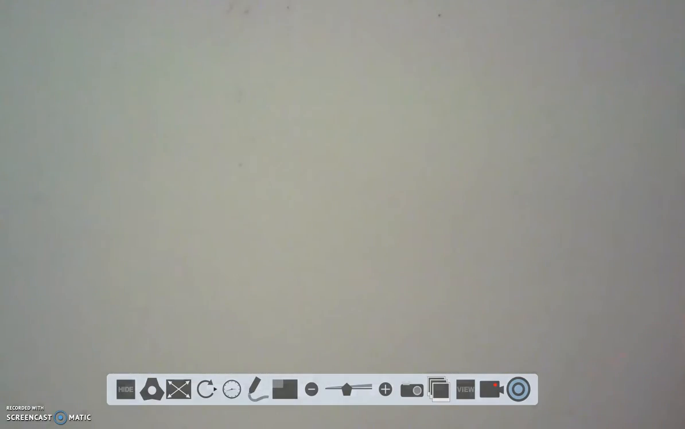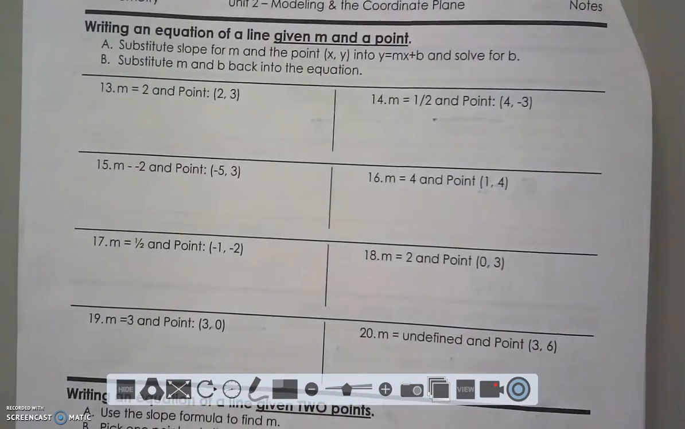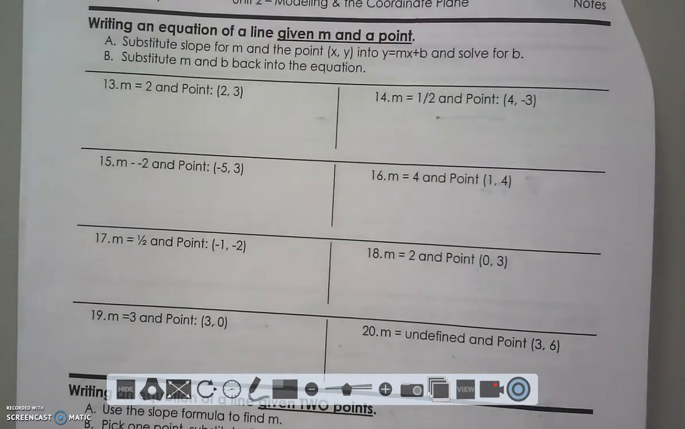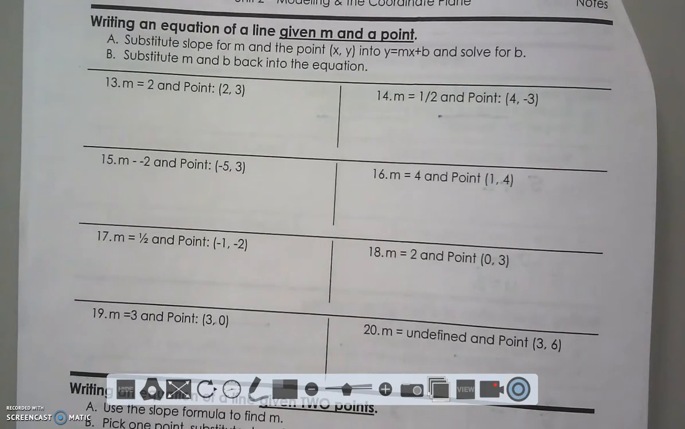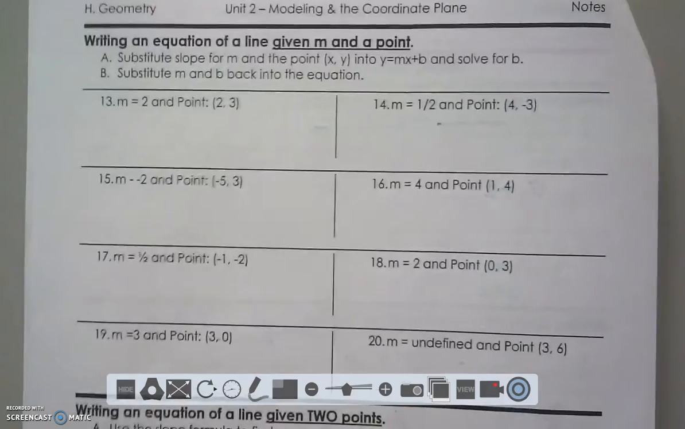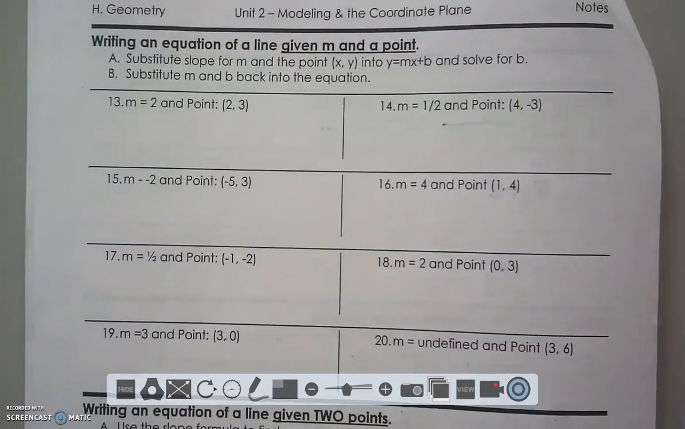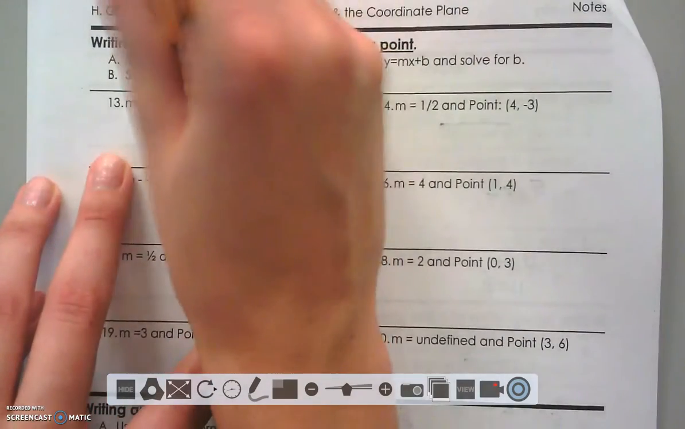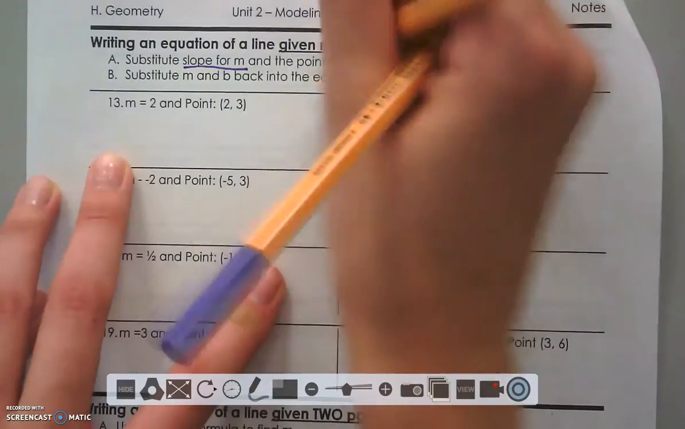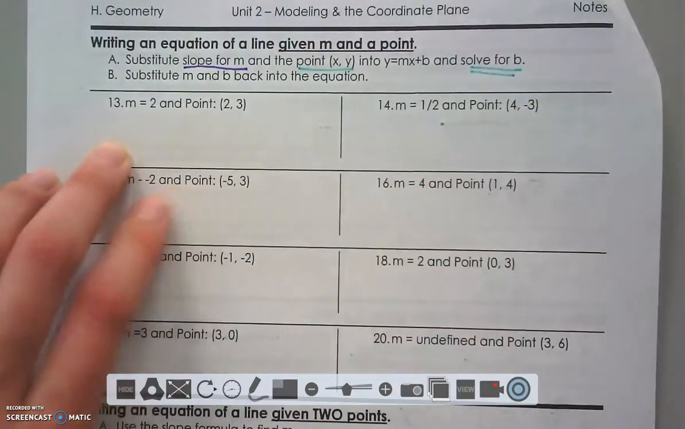Hold my paper over so I have room here. All right, well, can we write an equation of a line given m and a point? So substitute the slope and the point and solve for b. So again, kind of a middle school-ish topic here. We have our slope. We're going to take our point, and we're trying to solve for b using that point there.